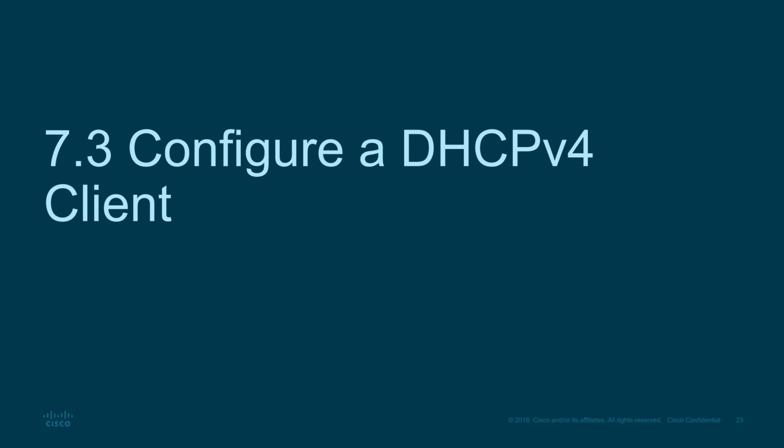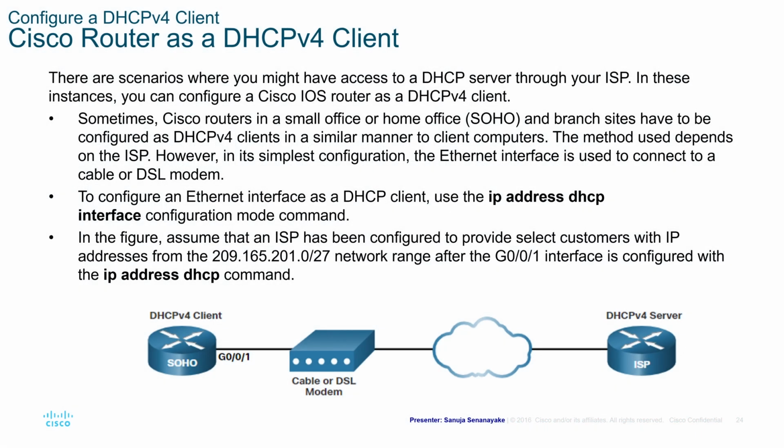Configure a DHCPv4 client. Cisco router as a DHCPv4 client. There are scenarios where you might have access to a DHCP server through your ISP, the internet service provider. In these instances, you can configure a Cisco IOS router as a DHCPv4 client. Sometimes Cisco routers in a small office or home office, SOHO, and branch sites have to be configured as DHCPv4 clients in a similar manner to client computers. The method used depends on your ISP.